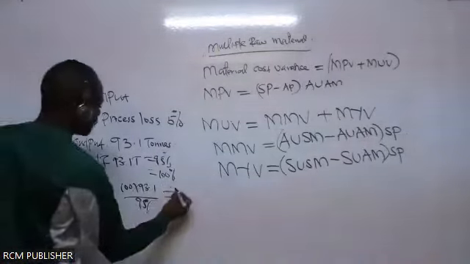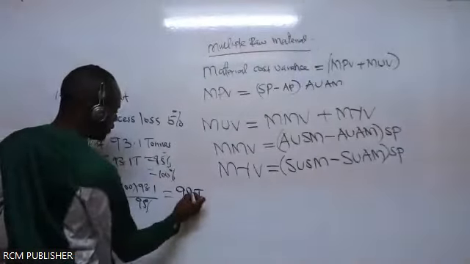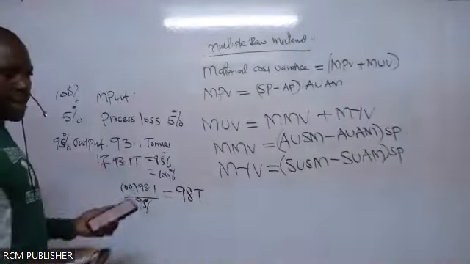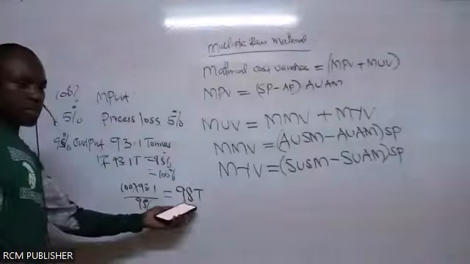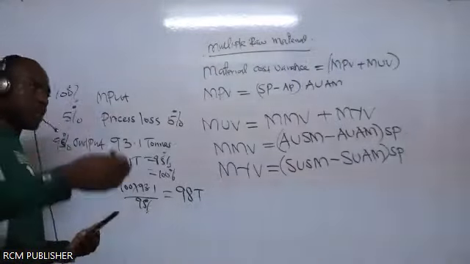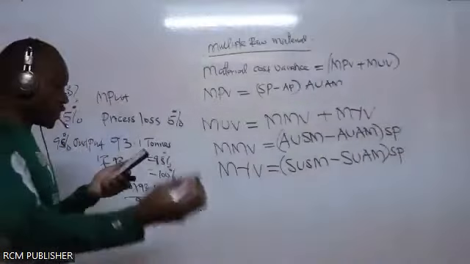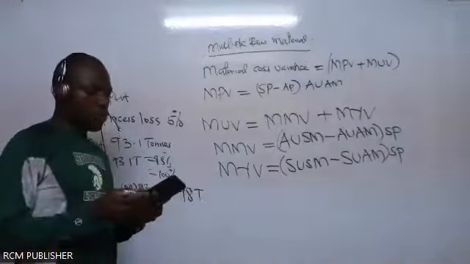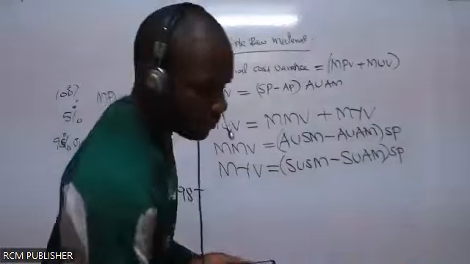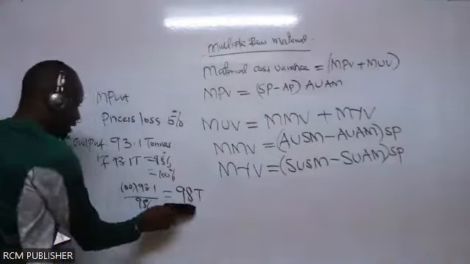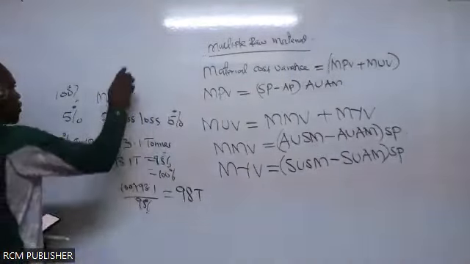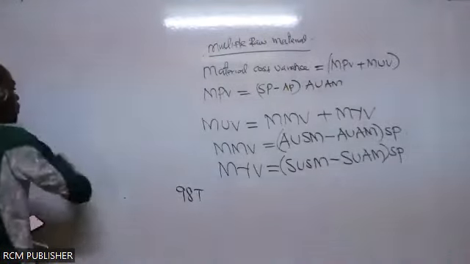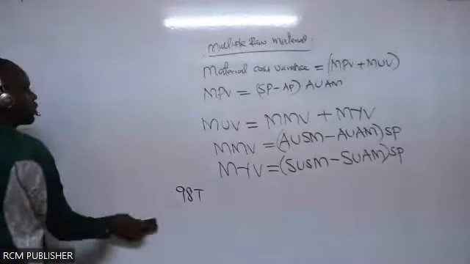So 98 tons were brought in. So the standard input is 98, and they are going to share that 98 based on the proportions that are given there. The 50, the 40, and the 10 will be shared based on the proportion that we have there. This is what we need to calculate. This one here. If you compare it with the other question, you are able to see we also add a process loss.